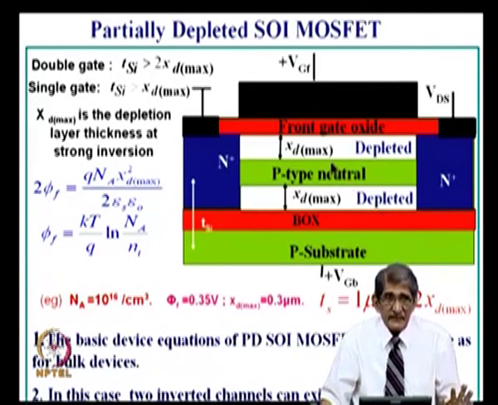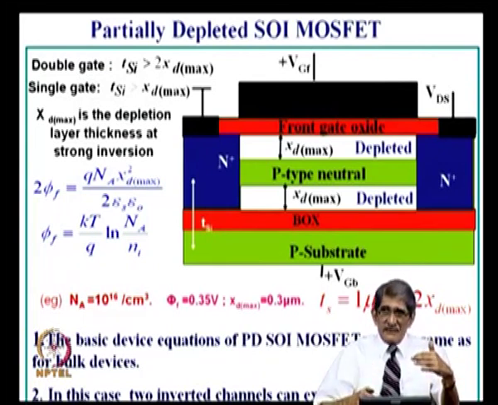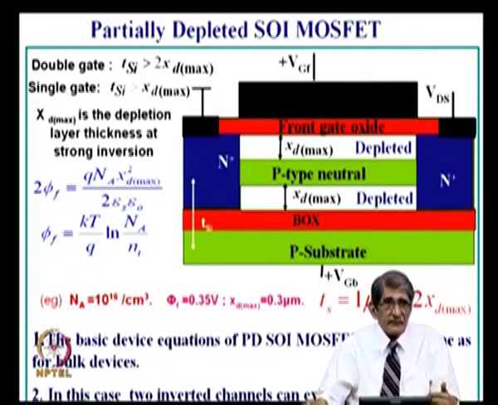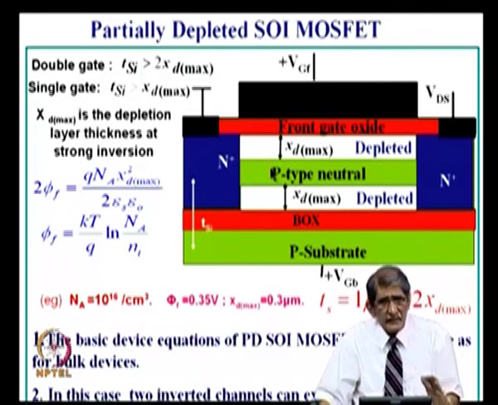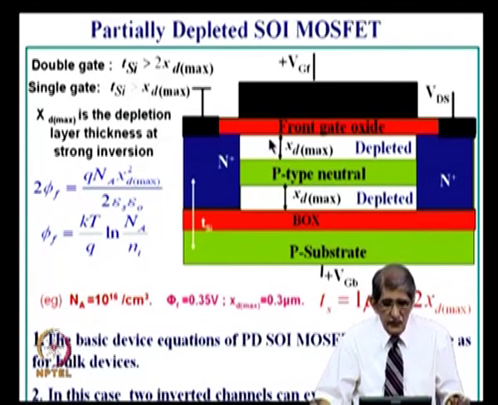Now, what we are considering now is the partially depleted MOSFET. If you take the bulk MOSFET, you have only the front gate oxide and the entire substrate. The substrate is depleted. How much the depletion layer width is depends upon the doping level. So, at threshold the depletion layer width is maximum. Now, we are considering when it will be partially depleted or fully depleted. In the case of the bulk MOSFET, it is always partially depleted, with only one channel.